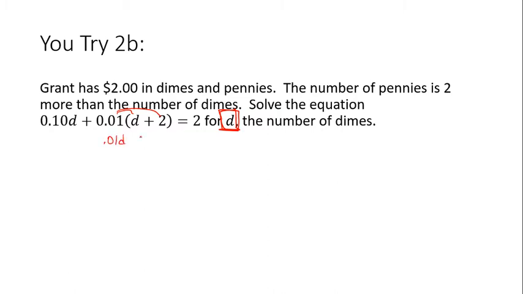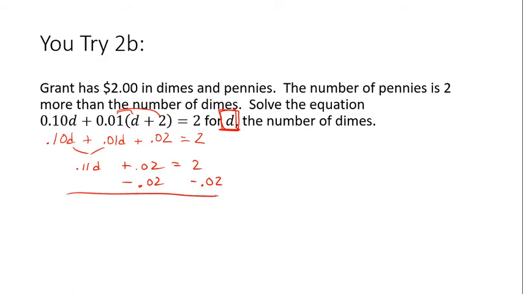So I have 0.1d plus 0.02 is what that becomes. I still have that 0.10d out there. I still have this 2. So I'm going to combine like terms to get 0.11d plus 0.02 equals 2. And I simply solve like we've been doing to get 0.11d equals 1.98. I divide by 0.11 on both sides because I want to get d by itself. And I find that d equals 18.